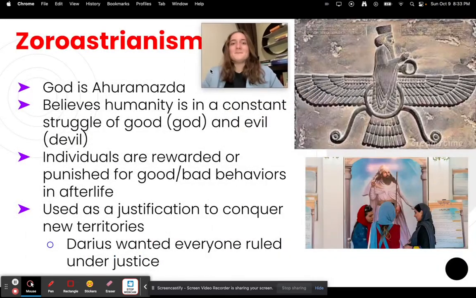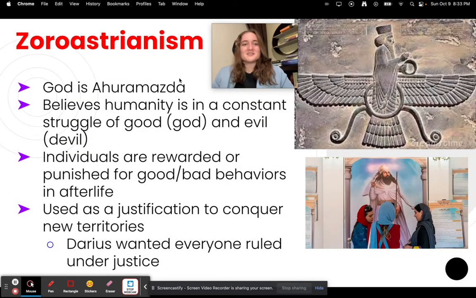All right, so a little bit about this religion. There is one God, like I said, it is monotheistic. His name is Ahura Mazda. They believe humanity is in a constant struggle of good, so that would be God, right? God is the good one, and evil would be the devil. Individuals are rewarded or punished for good or bad behaviors in the afterlife, used as a justification to conquer new territories. That's what the Persian rulers did.